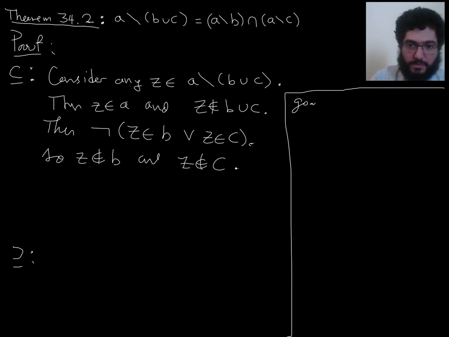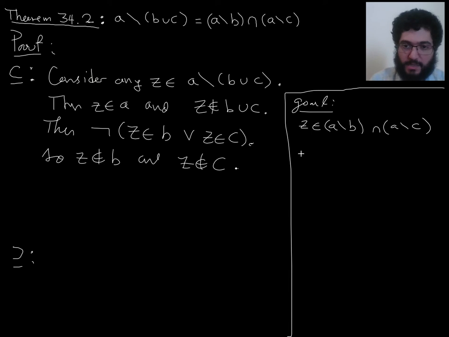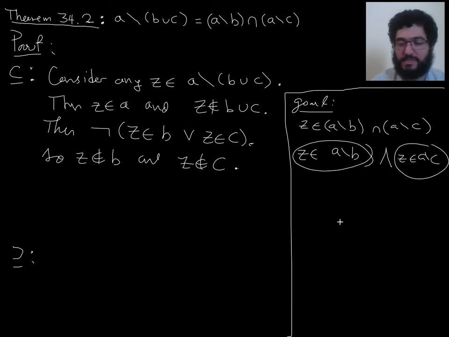So my goal is to prove that z is in here, A without B intersect A without C. Which means my goal, now using the definition of intersection, is to prove z is in here and z is in here. So I sort of have two goals. My goal is to prove this and to prove this.